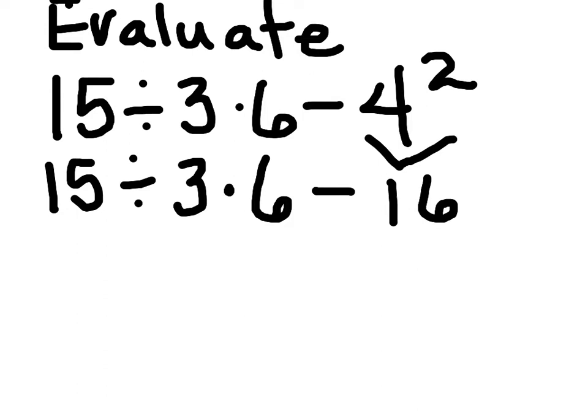Now we take a look at that expression. Well, we see that 15 divided by 3 comes first, so we're going to do that first because it's multiply or divide, whichever comes first. So 15 divided by 3 is 5.